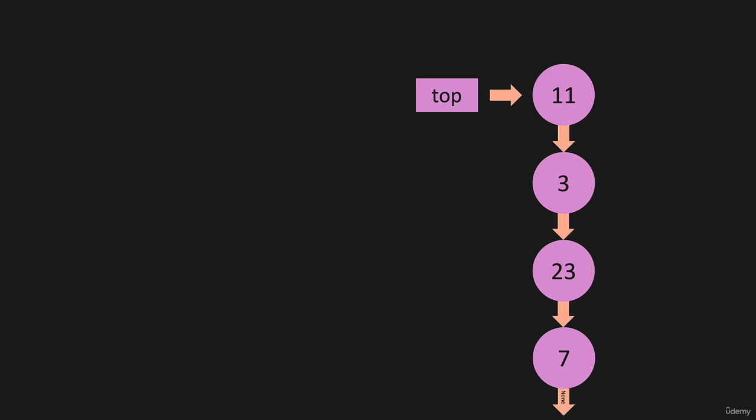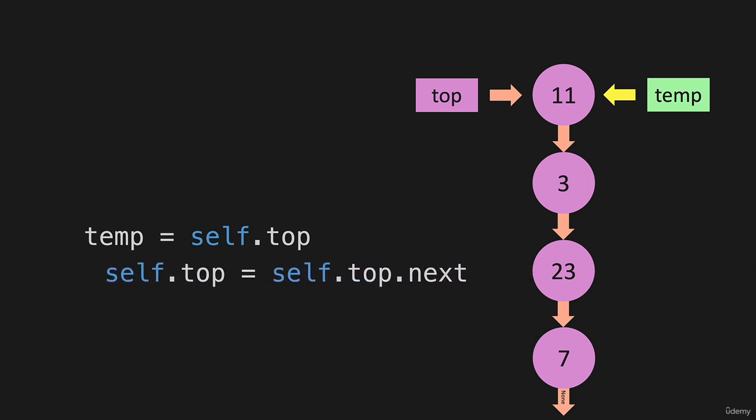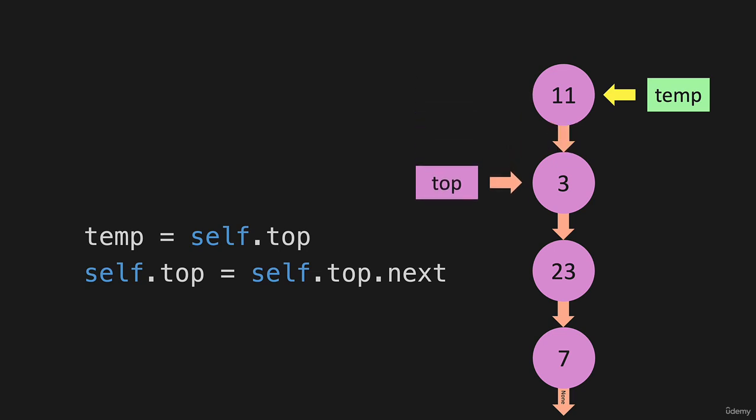So we're going to need a variable to point to it. So we'll say temp equals self.top, like that. Once we've done that, we can move top down to the next node. So we'll say top equals top dot next, and that moves that down. So now we need to remove that node from the stack. So we'll say temp.next equals none.